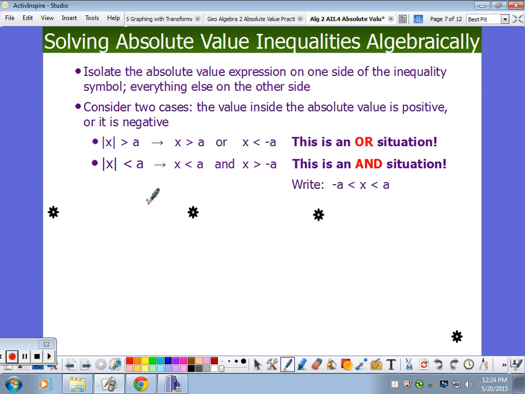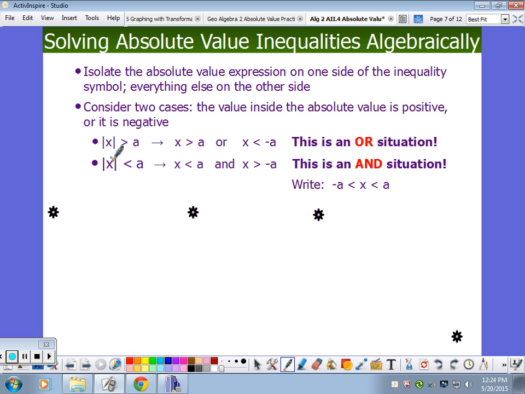So, just like any inequality, you solve them like equations, but you have to worry about the symbol. So we have to worry about the symbol a little bit more here. You're going to do the same kind of things. The absolute value needs to be on one side of your inequality symbol, everything else on the other. But I've got kind of two situations. There are two kinds of inequalities. You have greater than or less than. And I know it could be equal to, but I'm really just thinking about the inequality part of the statement.